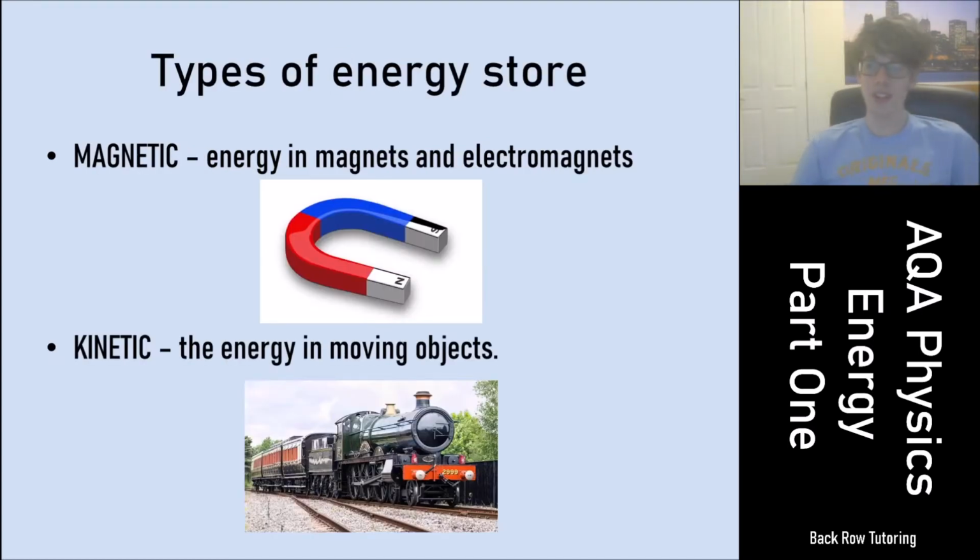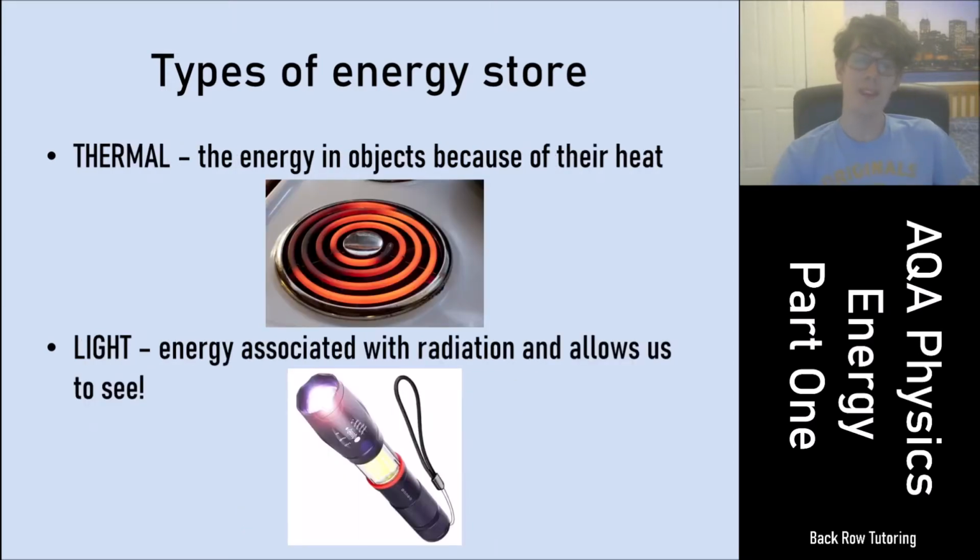Okay, so the types of energy store. We'll have magnetic, and magnetic energy is energy in magnets and electromagnets. We have kinetic energy, and that's the energy in moving objects, like a train. We have thermal energy. That's the energy in objects because of their heat. So, like this hob, you've got heat in the hob. You have light energy, and that's energy associated with radiation, and it's what allows us to see. So, coming from torches, coming from lights, electromagnetic radiation, which we'll cover in a later video. All this is light energy.